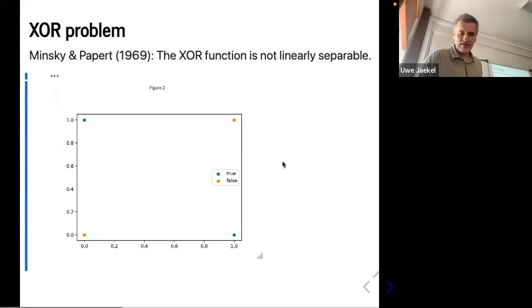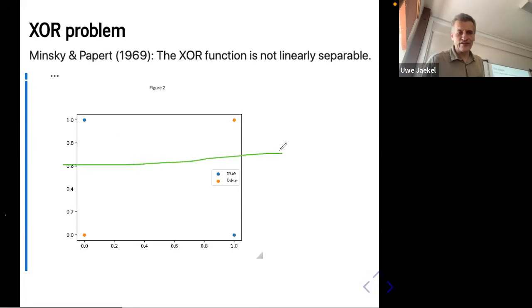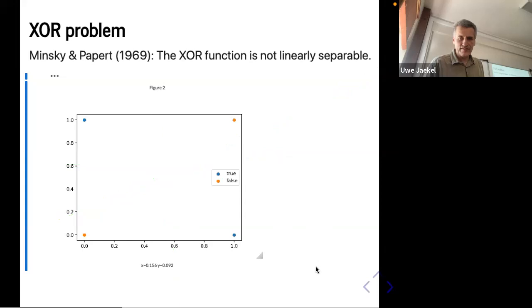You see that you will not find a hyperplane that separates one class from the other. Whatever your hyperplane is, there will always be, on one side of the hyperplane, a blue and an orange data point. So this is not linearly separable.